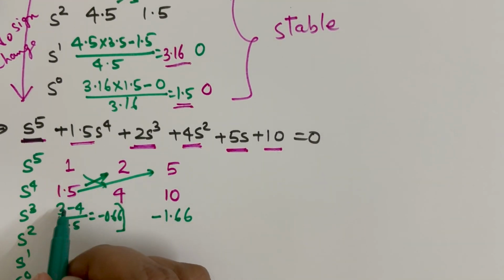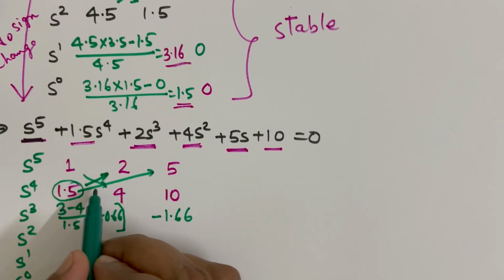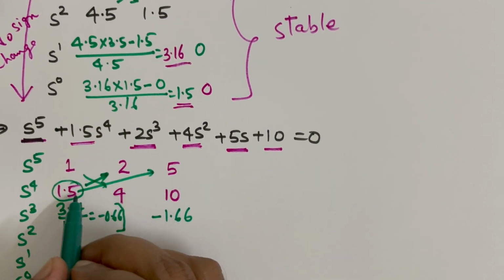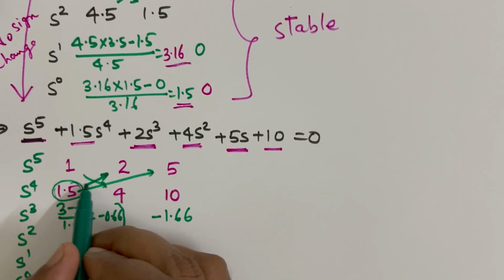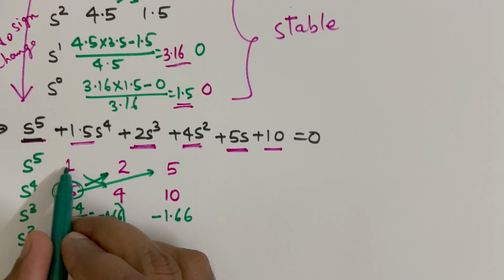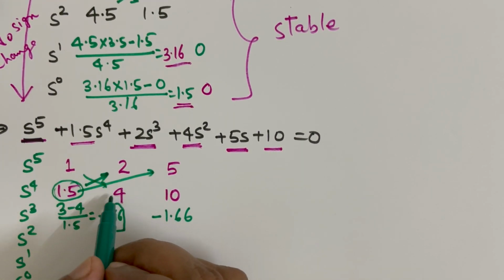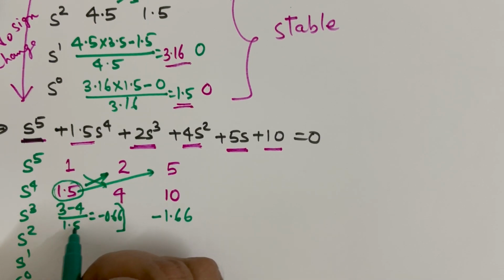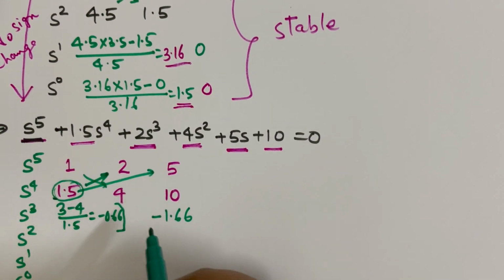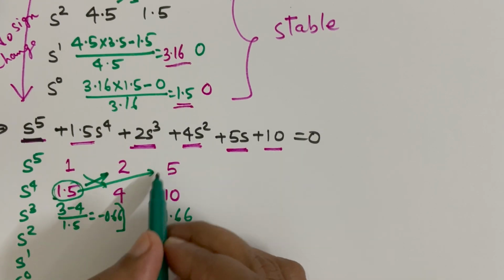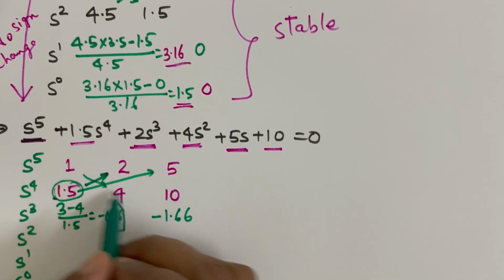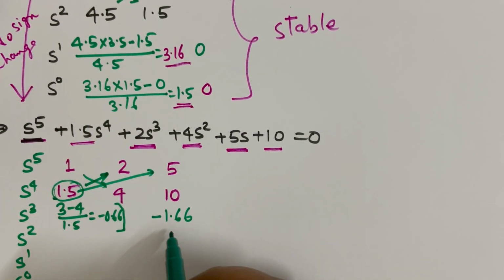So you have to always start from this for any column. So first we have started 1.5 into 2, so that is 3, and then 1 into 4, so 3 minus 4 divided by this number. Same thing we will do with 5, 10 also. So 1.5 into 5, 10 into 1, divided by 1.5, that will get minus 1.66.